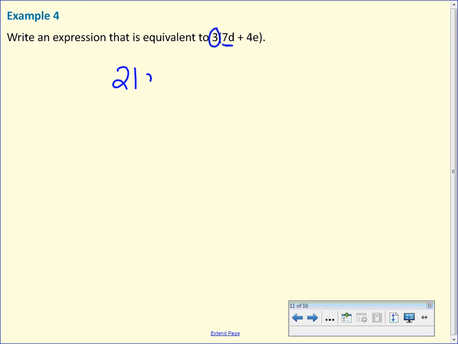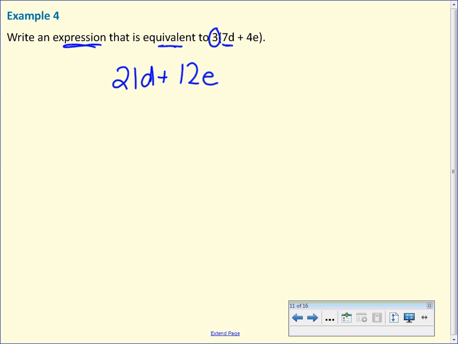21d. Beautiful. And now if I have 3 groups of 4e's, how many e's do I have? I have 3 groups with 4 in each group. So I have 12e. And that's it. Those expressions are equivalent. We proved that by plugging in numbers. We proved that by drawing models. So we now know that those are equivalent expressions. And that's what they asked us to do: find an equivalent expression without using a model.